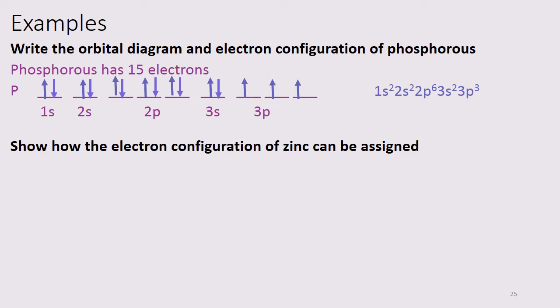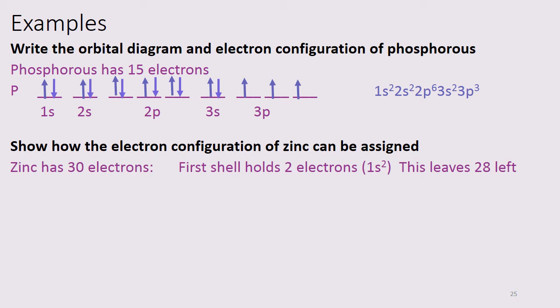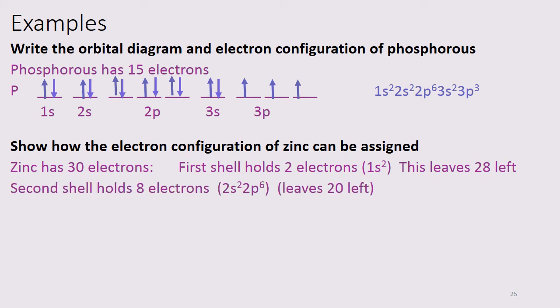All right, how can the electron configuration of zinc be assigned? Well, I'm going to go through it step by step. So I think once you get used to it, you could go ahead and just write it out without figuring it out like this. But I'm going to go step by step so you can see where the numbers are coming from. So first of all, you need to look up zinc. Zinc has 30 electrons. Now, the first shell will hold 2 electrons. So now we have 28 left.